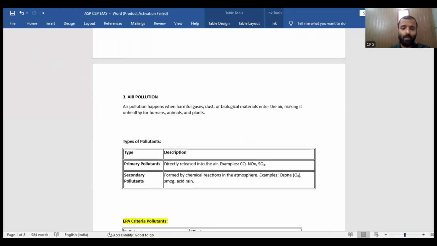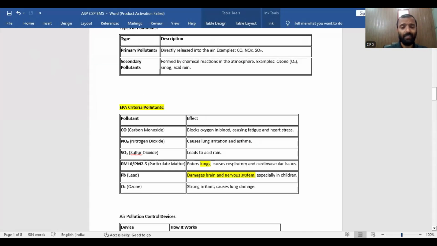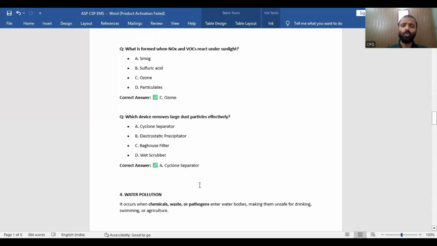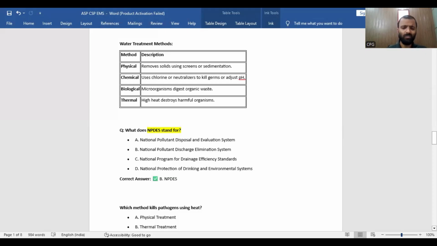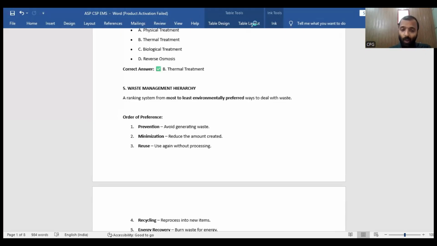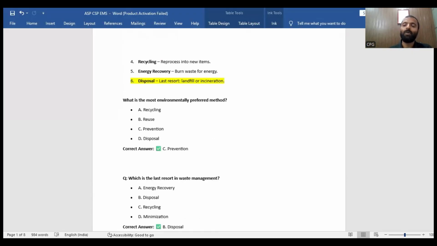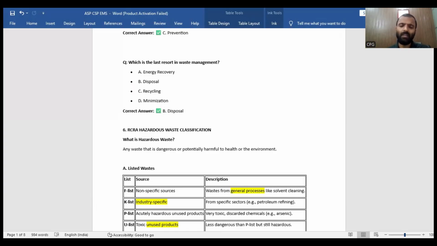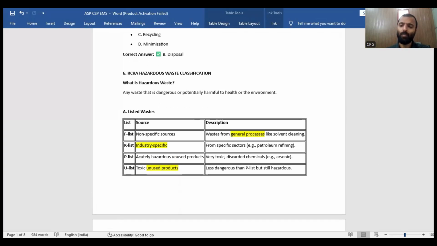Then air pollution: what is air pollution, and the EPA criteria pollutants. Then we will discuss model questions, right? Then water pollution, the types and treatment methods, and what NPDES is. All those things related to this topic we will discuss in detail along with model questions. That is the best part of this, and it gives a thorough understanding for the examination.